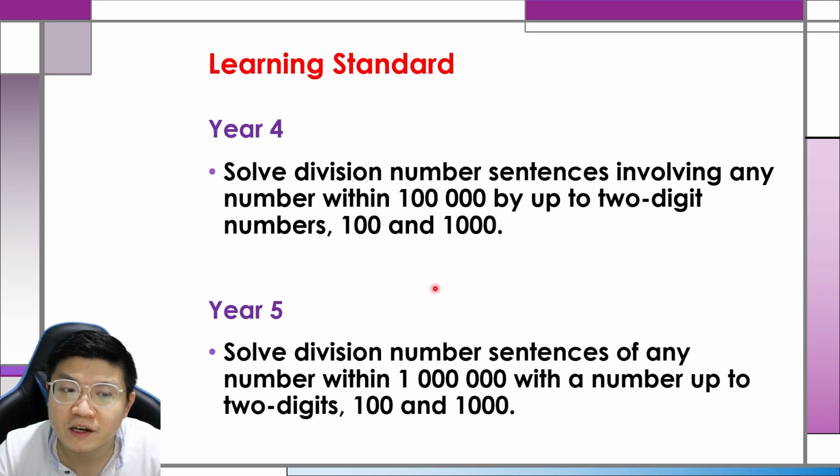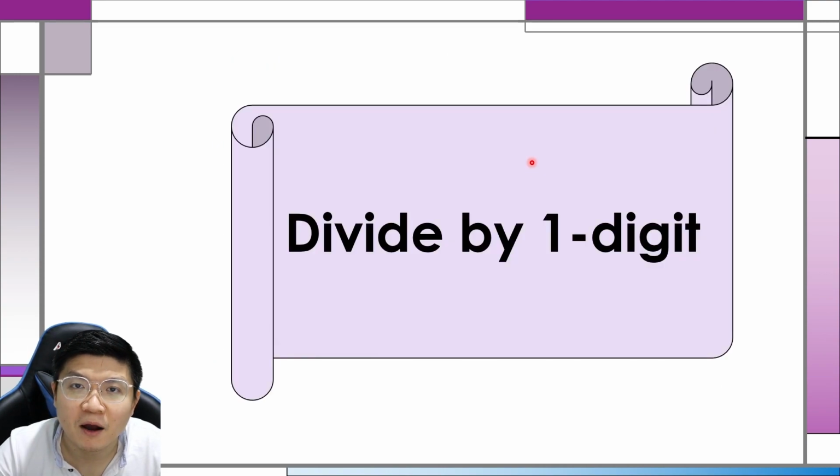And for the pupils of Year 5, you learn to solve division number sentences of any number within 1 million with a number up to 2 digits, 100 and 1,000. And for the pupils of Year 6, you can refer to Year 5. Your number is getting bigger only. Next, divide by 1 digit.